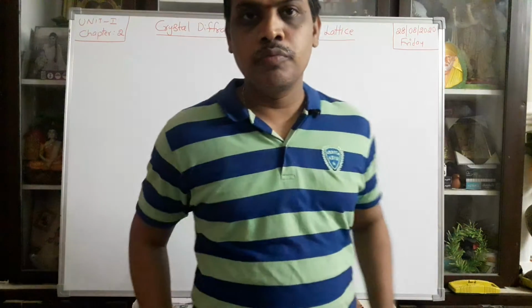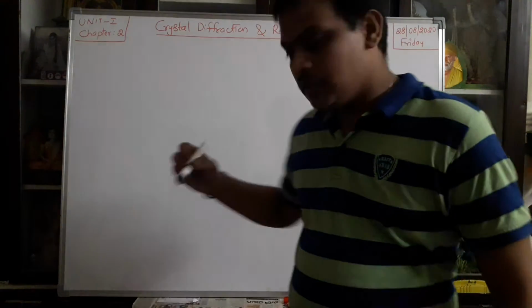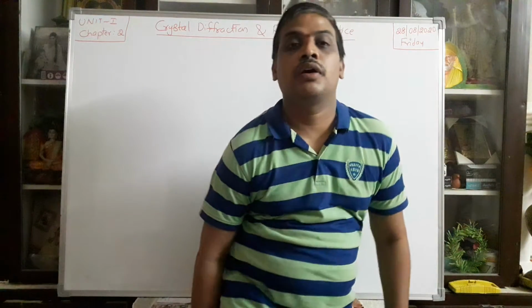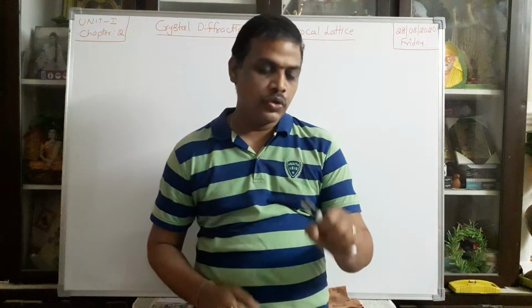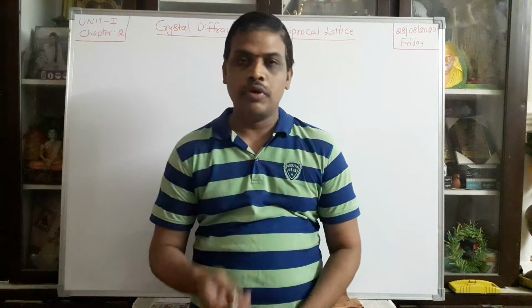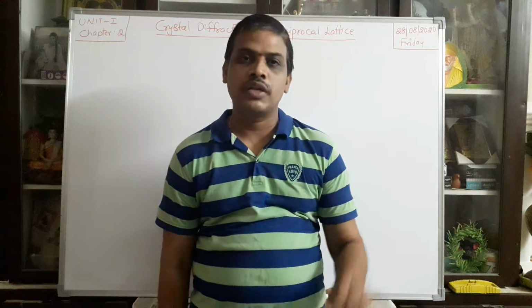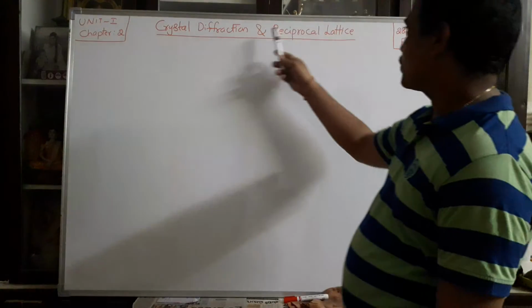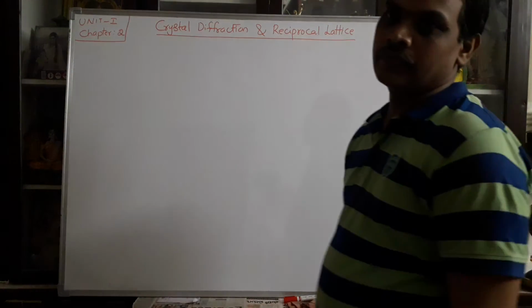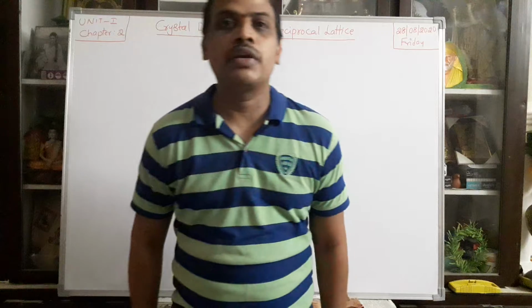Hi students, good morning. In our extra class, we are completing chapter number 1 in unit number 1. In unit number 1, there are two chapters. One is crystal structure, second one is crystal diffraction and reciprocal lattice. If this chapter is completed, unit 1 is completed.